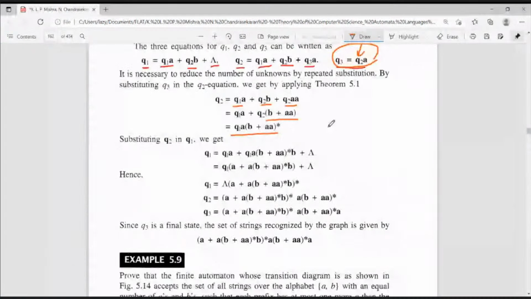So here, this q2 you can consider as R. Okay, this you can consider as q. R is equal to q plus what, q plus R P. So this can be written as R is equal to q p asterisk. Okay, so that is what we have done over here.